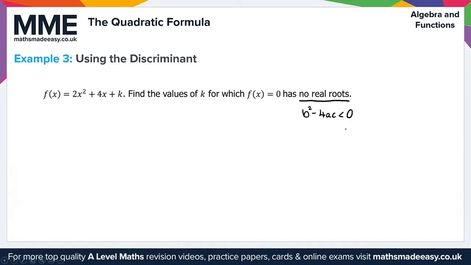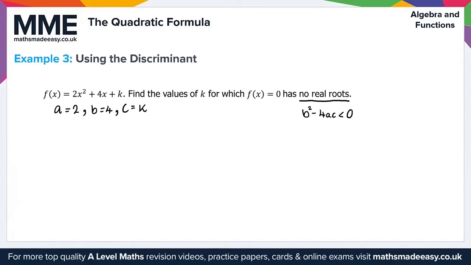Now in this case here, again just like we've done for the previous 2 examples, let's denote the values of a, b and c. So a here is simply 2, b is simply the coefficient of the x here, which is 4, and finally for c, it's just this final term, which is k. So we've got a, b and c here.